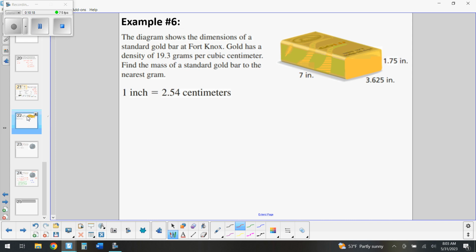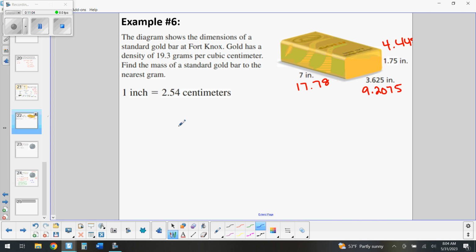So here we have a gold bar. It has a density of 19.3 grams per cubic centimeter. Find the mass of a standard gold bar to the nearest gram. Notice these are in inches, but it gives us the density in grams per cubic centimeter. So I'm going to convert all of my lengths into centimeters first. I would multiply each one by 2.54. So 7 times 2.54 is 17.78. 3.625 times 2.54 is 9.2075. And 1.75 times 2.54 is 4.445.